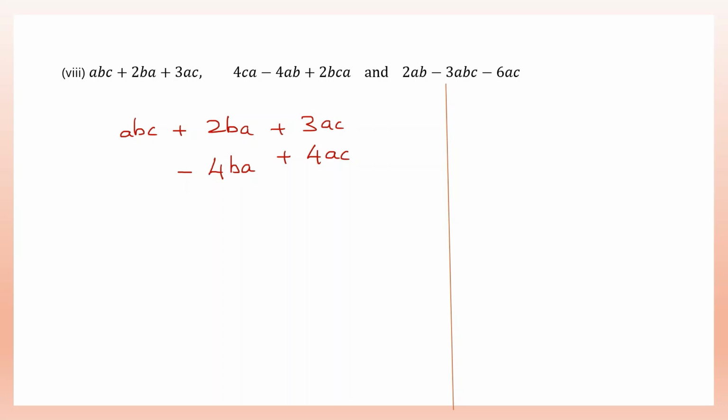Plus 2BCA. Now check carefully. BCA, there is 1A, 1B, 1C. So it's the same as ABC, which we already have. So plus 2ABC. Next one, 2AB, that is the same as BA, 2BA, minus 3ABC, and minus 6AC.